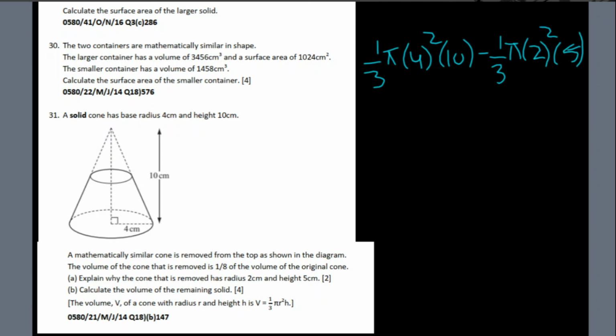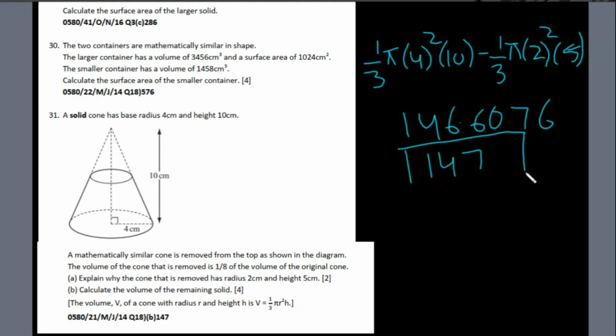Directly enter this in your calculator and see what you get. So I've entered the whole expression in the calculator just like this, and I'm getting 146.6076. Rounded off to 3 significant figures, this becomes 147, which is the volume of this remaining solid.